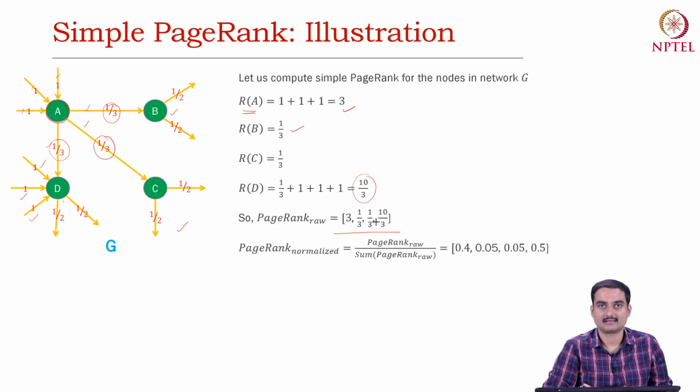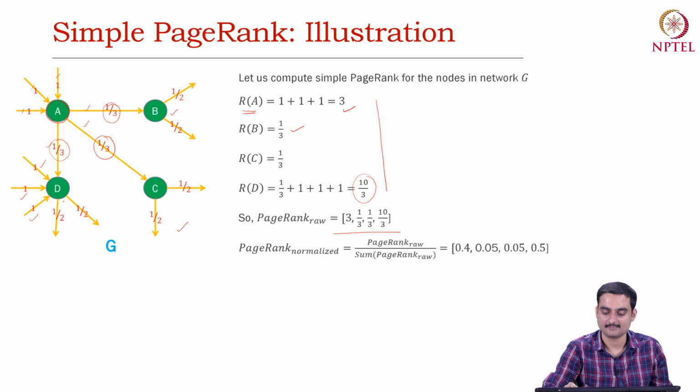What is the normalized page rank? For normalized page rank, we want the page rank value always to range between 0 and 1. So after every iteration, we take the sum of all the prestige values and divide each component by the sum. So 3 would be divided by 3 plus 1 by 3 plus 1 by 3 plus 10 by 3, whatever the number is, and so on. Then we will see that this would be the normalized page rank: 0.4, 0.05, 0.05, 0.5. You see that the sum is 1.